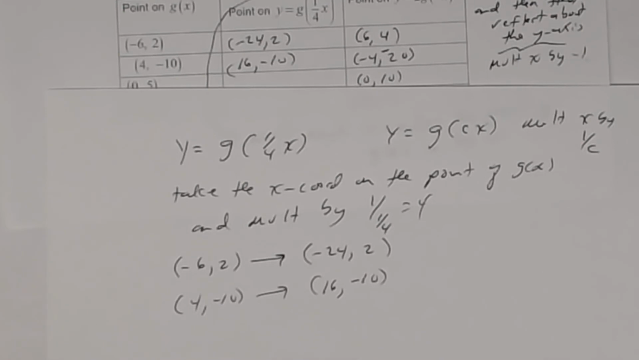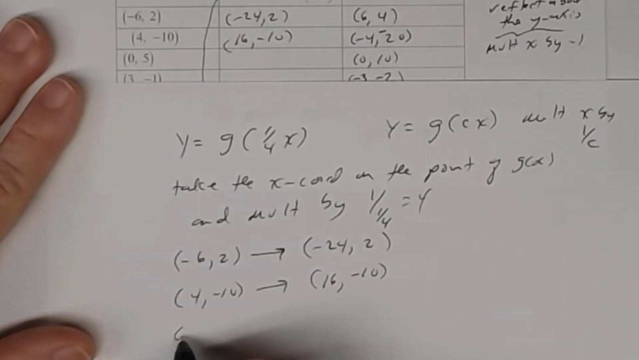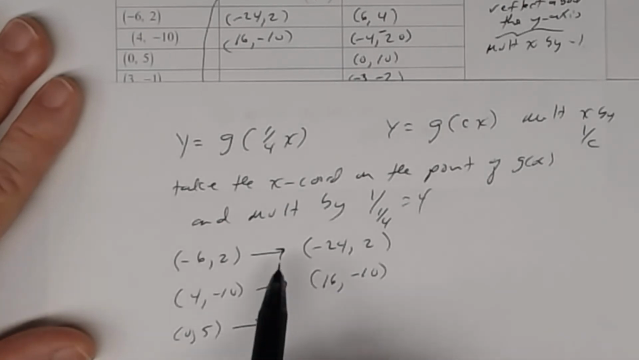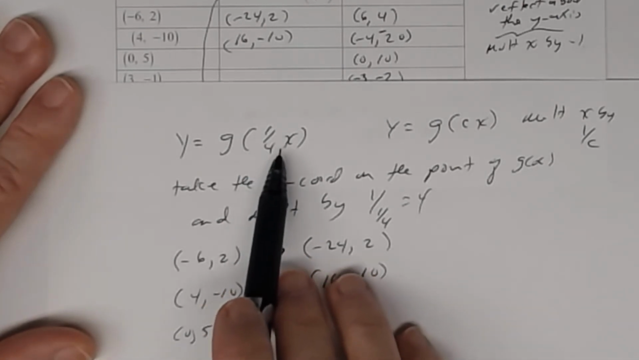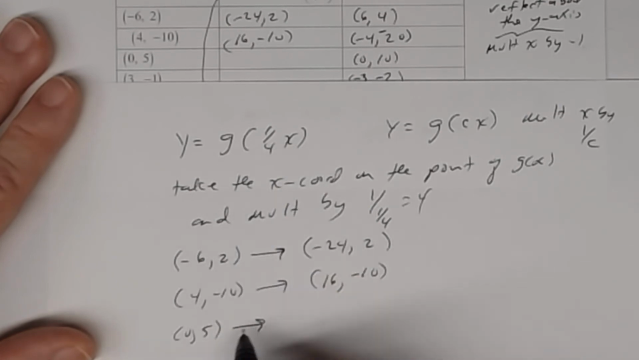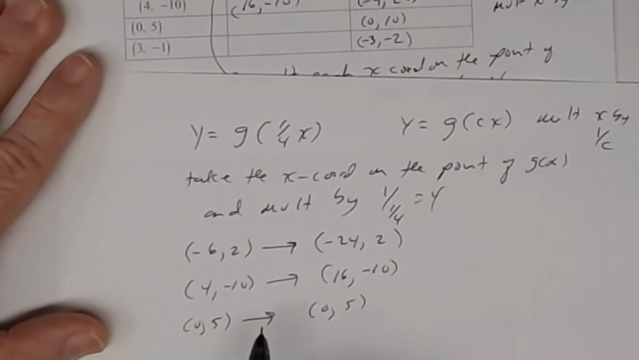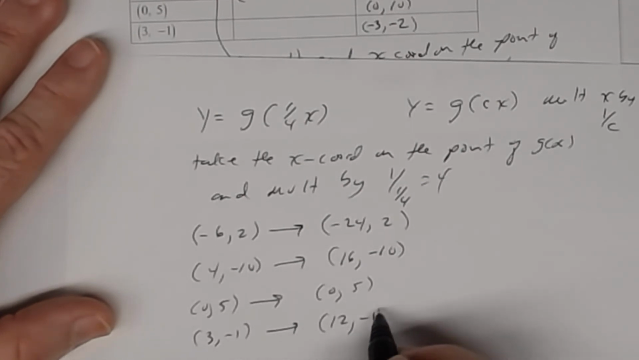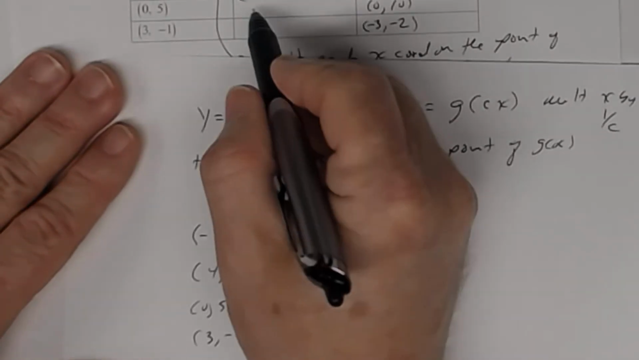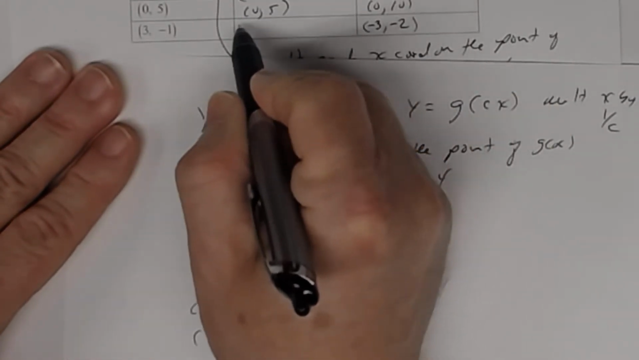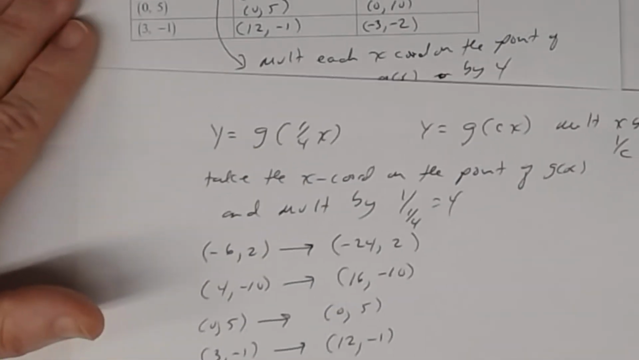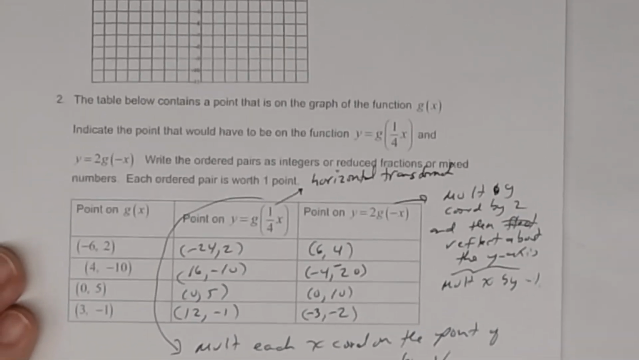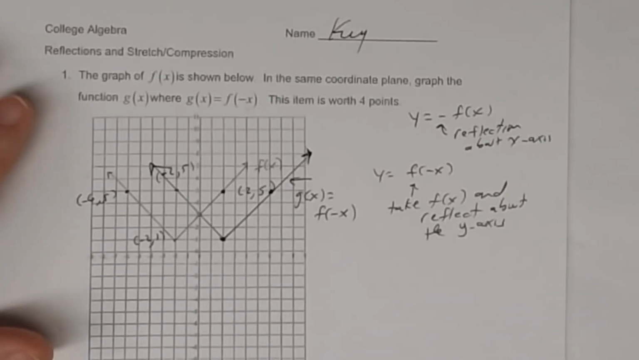Then this point here, (0, 5). Remember, there's only one transformation, and that is to multiply the x coordinate by the reciprocal of 1/4, so multiply by 4. 0 times 4 is still 0, so (0, 5) stays (0, 5). And then (3, -1). I take 3 and multiply by 4. 3 times 4 is 12, so it becomes the point (12, -1). Let me go ahead and write it out. So that's (0, 5) and then (12, -1). And that's it. That is the key to this worksheet.